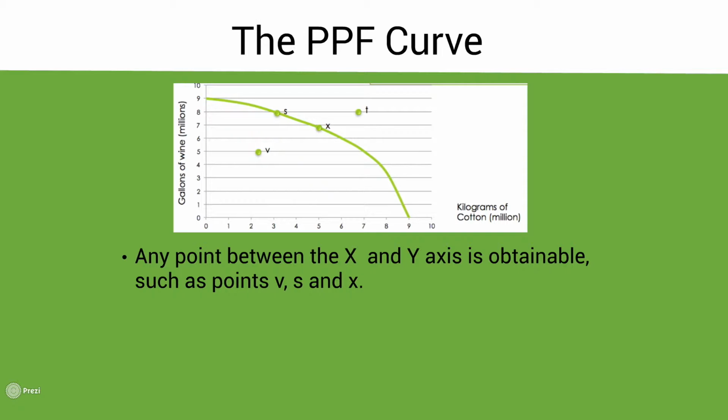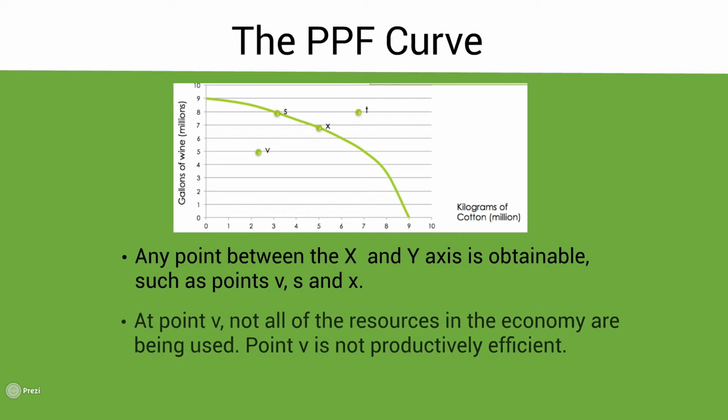This means that point V is not productively efficient. It is not productively efficient because we can produce either more wine or more cotton without having to reduce our production of either cotton or wine. For example, currently we are producing around 5 million gallons of wine and just over 2 million kilograms of cotton. If we keep our cotton production the same, so just over 2 million kilograms of cotton, we can increase our wine production from 5 million gallons of wine to just over 8 million gallons of wine.